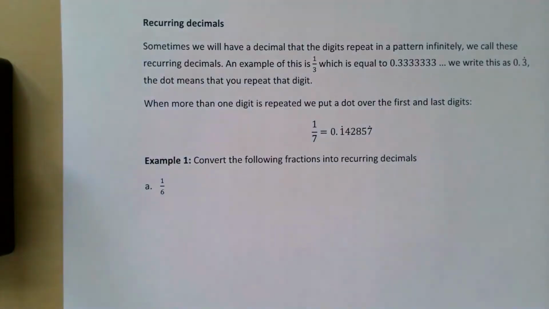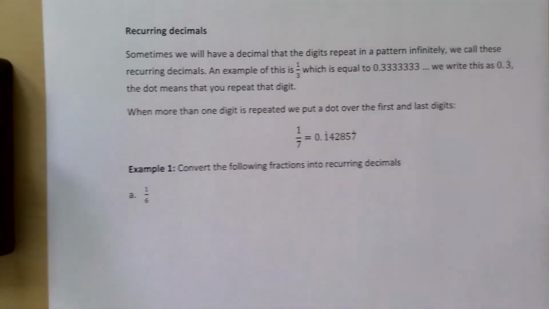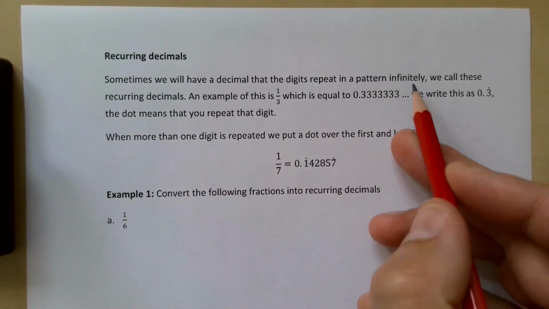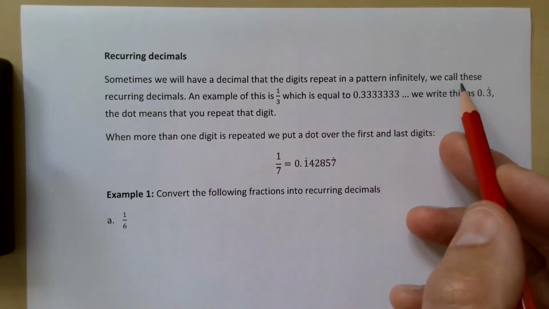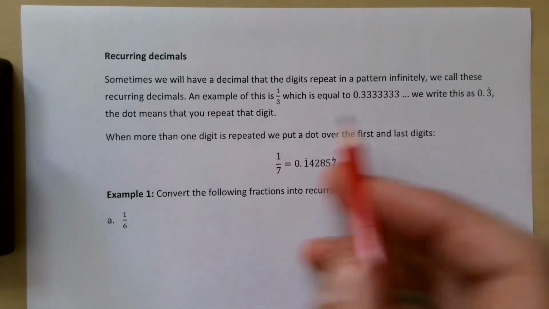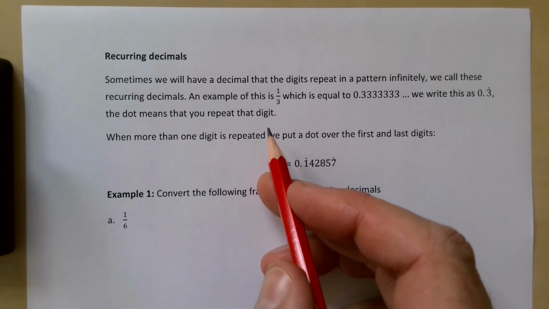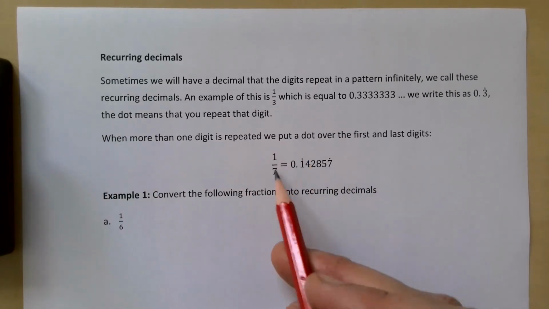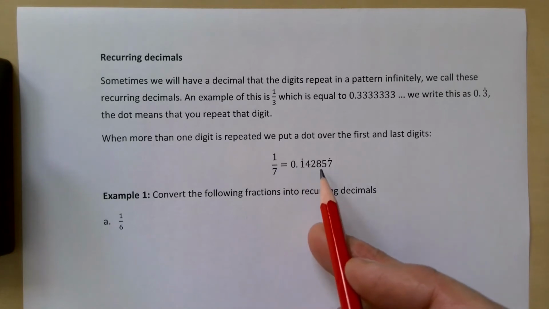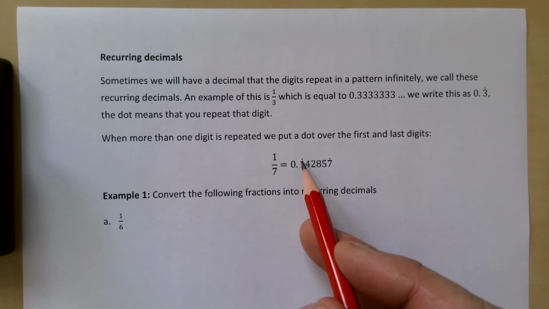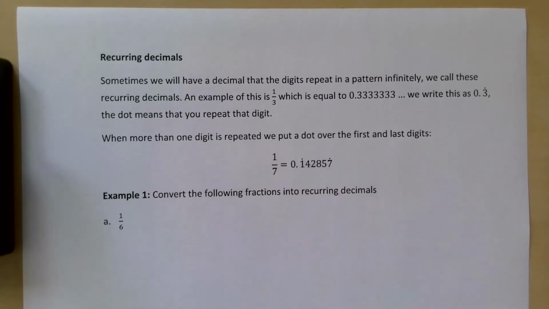On then to some recurring decimals, which to be honest is kind of a similar thing. Sometimes we have a decimal where the digits repeat in a pattern infinitely. We call these recurring decimals. For example, a third is 0.3 recurring, which you can write like that. A dot means that you repeat the digit. When more than one digit is repeated, we put a dot over the first and the last digits, where 1/7 is 0.142857, 142857, 142857. Because it's that bit repeating, we do our dot here and our dot here.